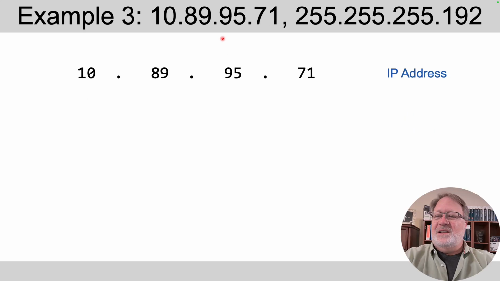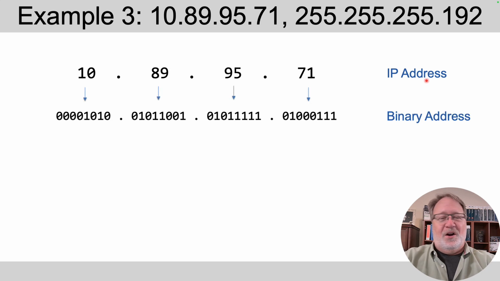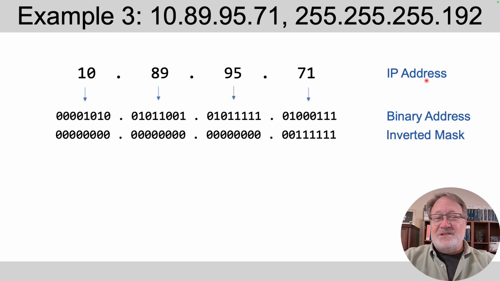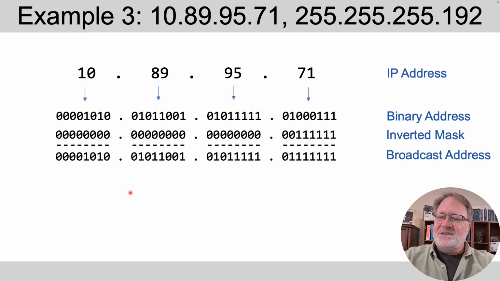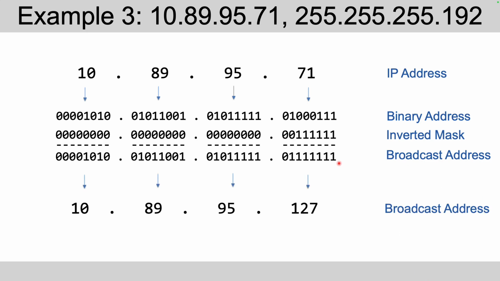One more, you see the address and mask at the top. Here's the IP address in dotted decimal. There it is in binary. There's the inverted mask. So the subnet mask is 26 1s and 6 0s. Now we've got 26 0s and 6 1s in the inverted mask. We do the bitwise Boolean OR of these two numbers, and we get this answer as the broadcast address converted back to dotted decimal. We get 10.89.95.